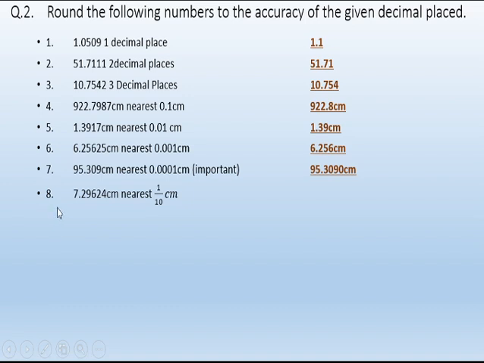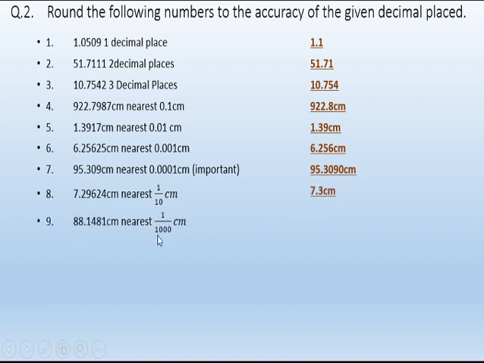Now the 8th question is 7.29624 centimeter to the nearest 1 by 10. 1 by 10, if we convert 1 divided by 10, this will become 0.1. 0.1 means 1 decimal place. So we will be considering that 1 by 10 means 1 decimal place. So it means 7.2 will remain and 9624 will be removed, but the 9, which is the immediate number, is 5 or more, so that's why we'll be adding 1 to the 2 digit, so it will become 7.3. So our answer is 7.3.